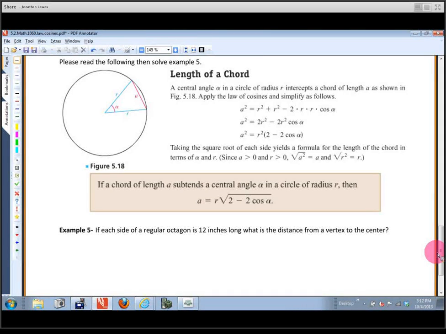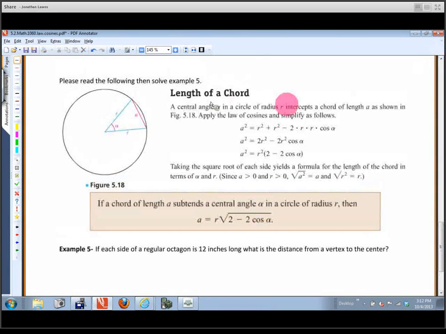Or at least the setup for example 5, and it comes, this formula for the length of a chord comes from the law of cosines. So we just want to take a look at this. This is a chord right here. It touches two sides of the circle. And the circle has a radius right here and a radius right here. And then we've got the central angle alpha.